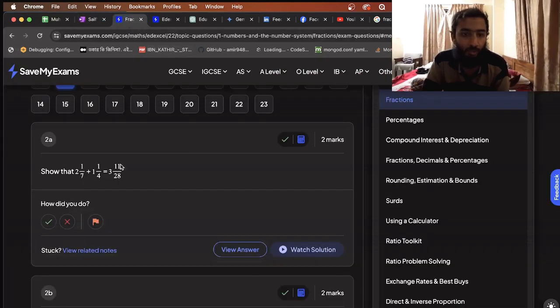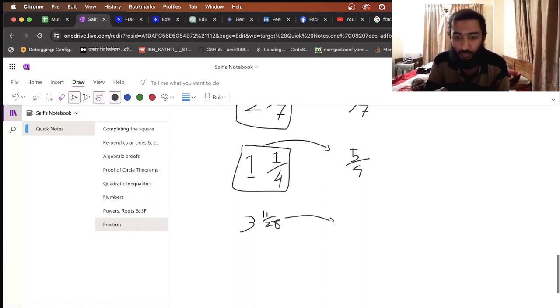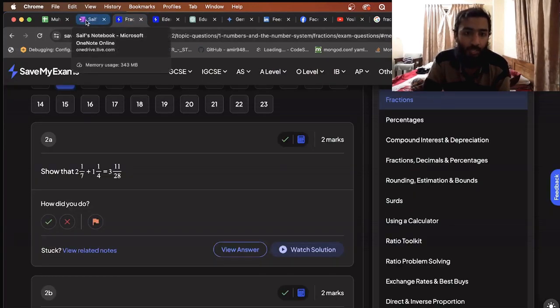And we do the same process for 3 11/28. We get 3 multiplied by 28 plus 11. What is 3 multiplied by 28? It's 84, plus 11, which is 95. So this is 95/28. So this is a fractional equation involving addition.